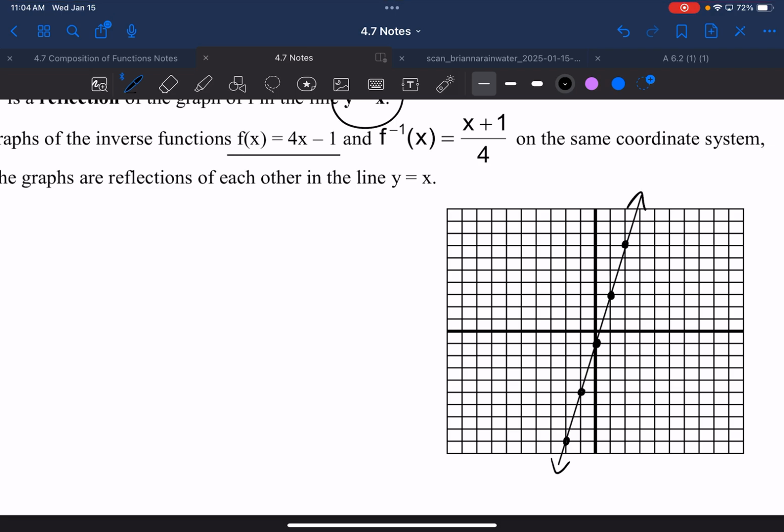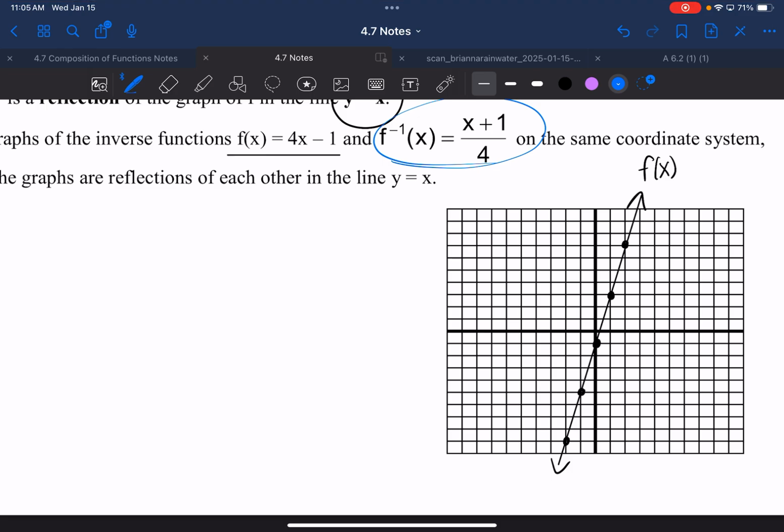Okay, so here is our original function, f of x. Now I want to graph the inverse function. Well, here's my inverse function right here. Not like we typically see it, right? Not written in the same way that we liked that first equation to be written.